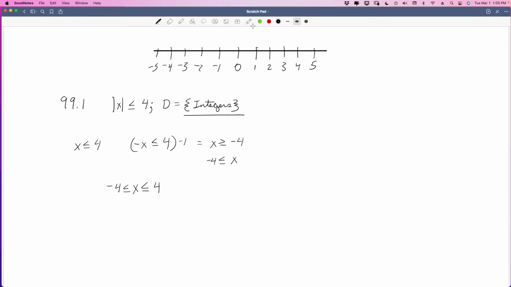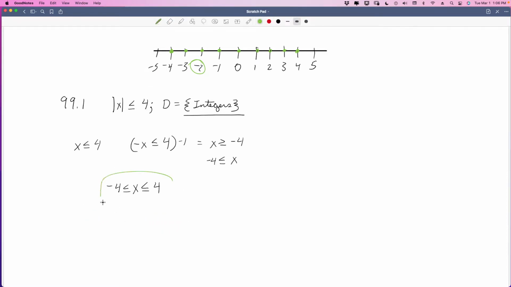So we are just going to mark the integers. We have negative 4, it is equal to that. So we're going to put negative 4, negative 3, negative 2, negative 1, 0, 1, 2, 3, and 4. And you can always check this by picking one of these. Let's pick number negative 2 and let's rewrite it. Negative 4 is less than or equal to negative 2, which is less than or equal to 4. So negative 4 is less than negative 2, and negative 2 is less than positive 4. So that is a true statement.